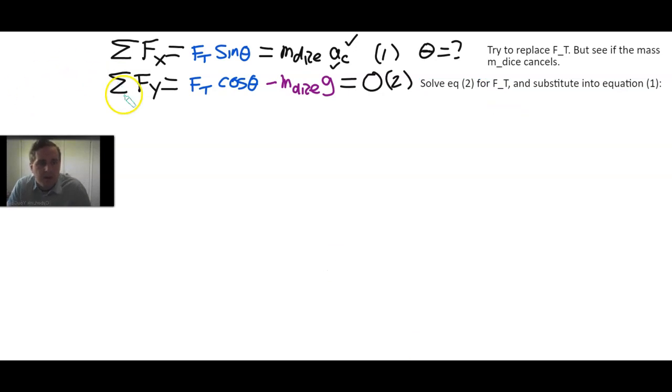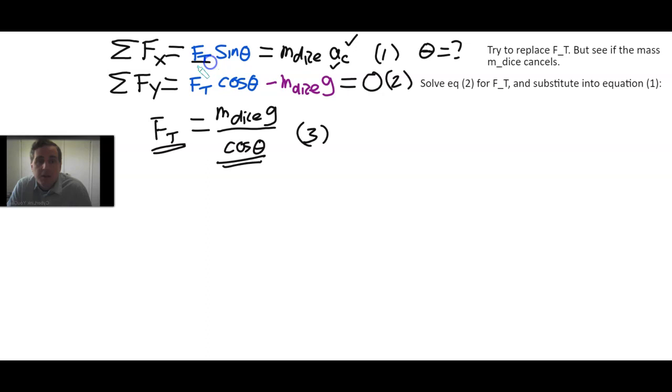What we get is the following. By the way, I'm switching to black here. Previously the colors were to tell you about which vector, but here we're doing a bit of algebra, so I'm just going to do it all in the black color. So let's add m dice times g to the right-hand side. And I think we should divide by cosine theta to get the tension force. You could call this equation 3 if you like, but equation 3 gets substituted right in there for Ft, the tension force.